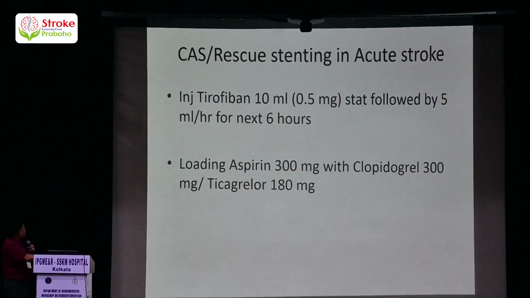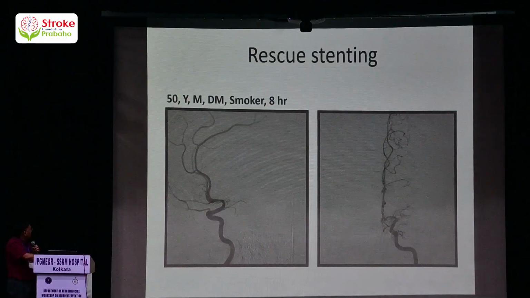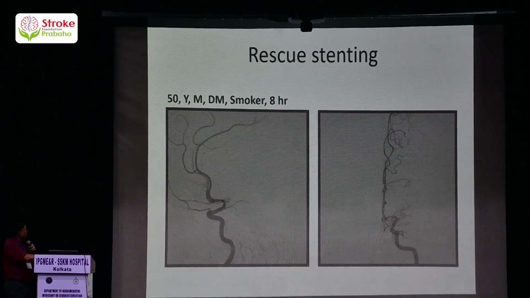If you are placing a stent in the carotid or in the intracranial vessels, antiplatelet management is always challenging. So it is better to infuse tirofiban 10 ml as a bolus followed by 5 ml per hour for the next 6 hours. And loading with aspirin 300 mg with clopidogrel 300 mg or ticagrelor 180 mg is required. So there are some examples of rescue stenting.